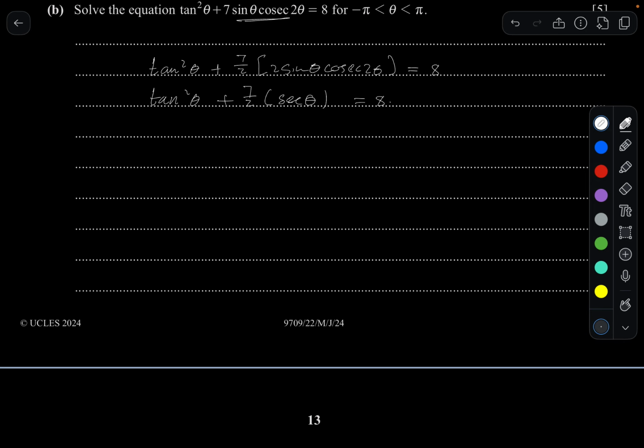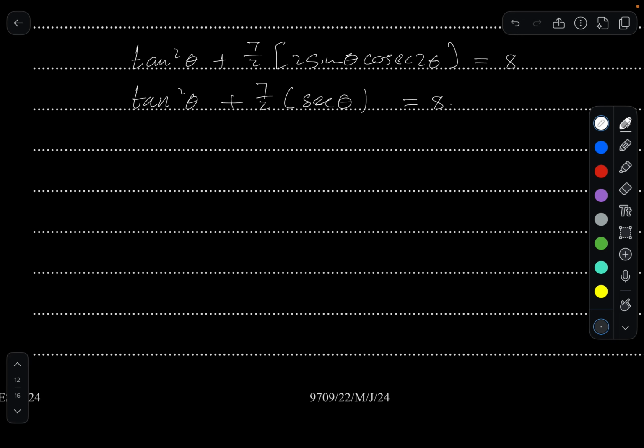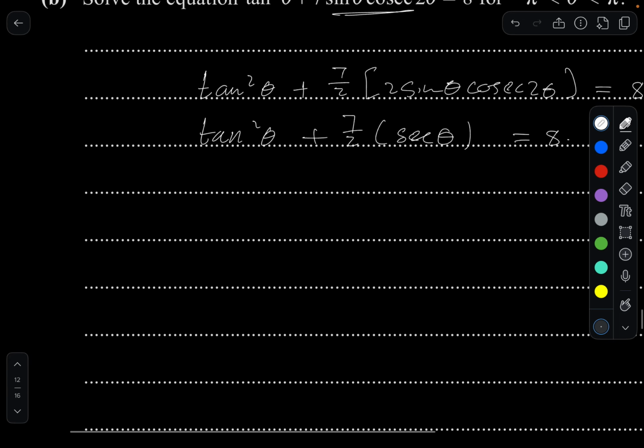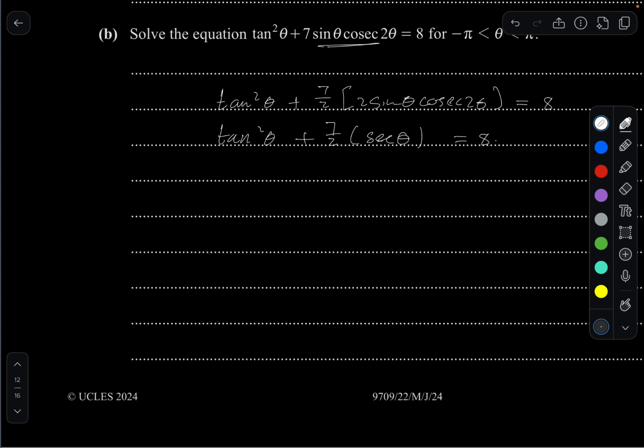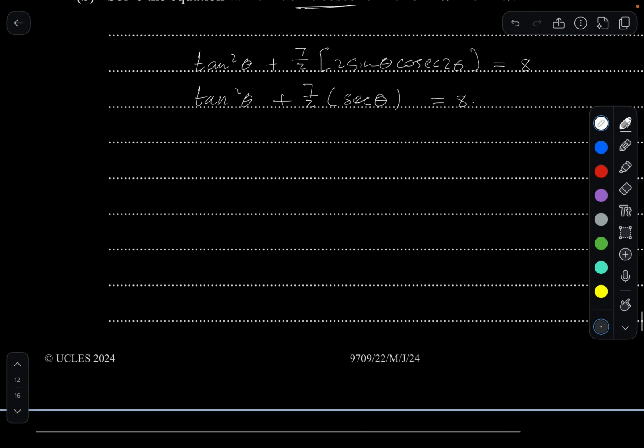Now sec is 1 over cos, right? To make things easy for us, we just basically say, okay, we have 1 over cos theta, which is sine squared theta divided by cos squared theta.